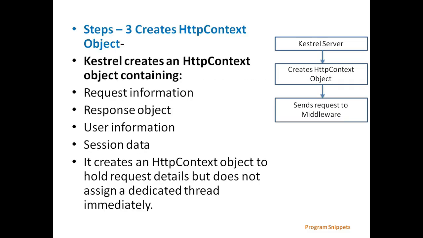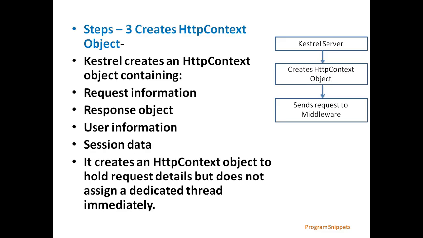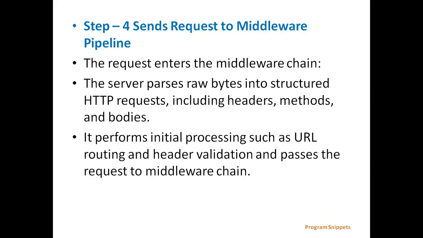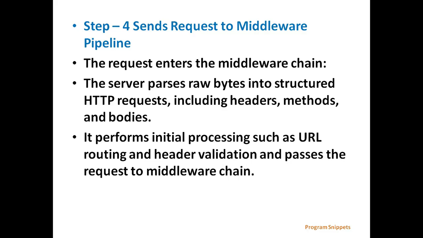Then it creates an HTTP context object which contains request information, response object, user information and session data. It creates an HTTP context object to hold request details but does not assign a dedicated thread immediately. Then it sends the request to the middleware pipeline. When the request enters the middleware chain, the server parses raw bytes into a structured HTTP request which includes headers, methods and bodies. It performs initial processing such as URL routing and header validation and passes the request to the middleware chain.